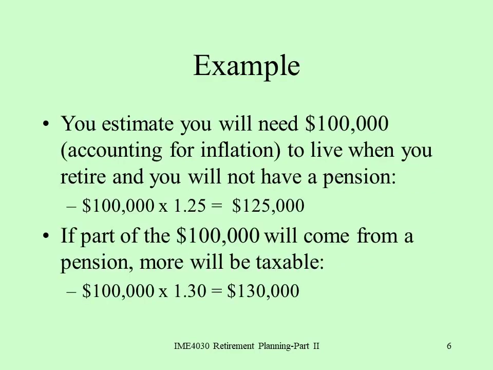Let's say, for example, that you've determined after inflation that when you retire, you're going to need $100,000 a year to live off of, and you're not going to have a pension. Well, multiply by the one factor for taxes, the tax multiplier of 1.25, and you're going to need $125,000 to start with at retirement. If part of that $100,000 is going to come from a pension, you're going to need a little bit more because your taxes will be higher.